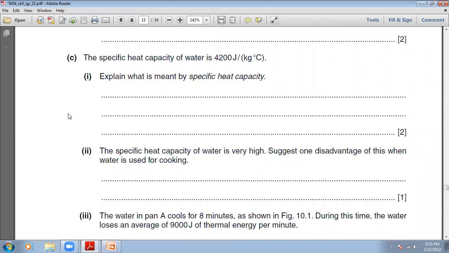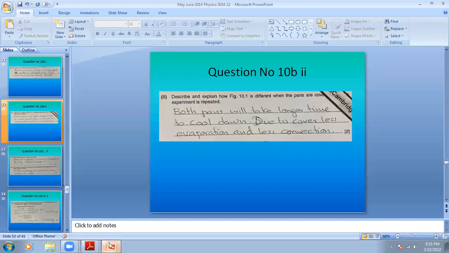The specific heat capacity of water is 4200 joules per kg per degree centigrade. Explain what is meant by specific heat capacity. Specific heat capacity means the amount of energy required to raise the temperature of a body of 1 kg through 1 degree centigrade. This definition you have to write word for word. Every word is very important in this definition.